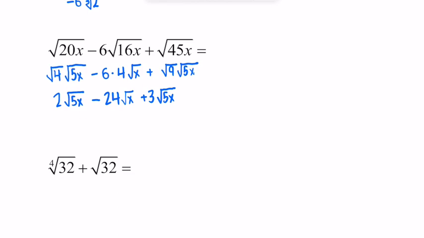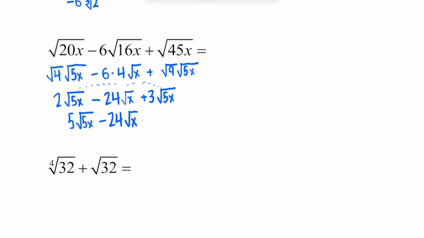Now in this example, they're not all like terms because they don't have the same root part. The first one and last one both have square root of 5x, so they are like terms, but the middle one has square root of x. It's a different root, so it is not going to be added or subtracted to the others. Here we just calculate 2 plus 3, and we have 5 square root of 5x, and we leave that other term alone just the way it was, minus 24 square root of x.